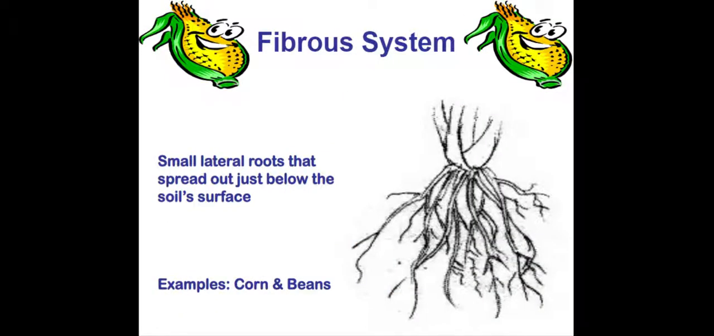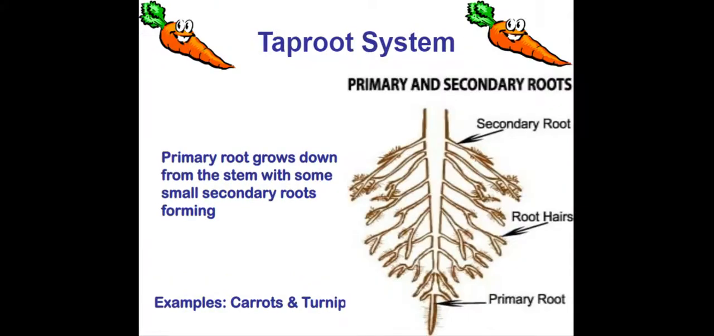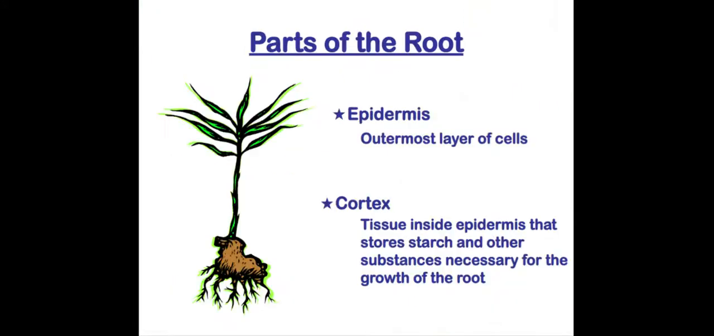Same works for nutrients. If you're adding fertilizer to the ground, the first plants that are going to react to that fertilizer are the plants with a fibrous system. It's going to be the first ones to actually have the fertilizer, the nutrients added to the soil, and be able to absorb it, whereas the taproot systems will be the last to recognize it.